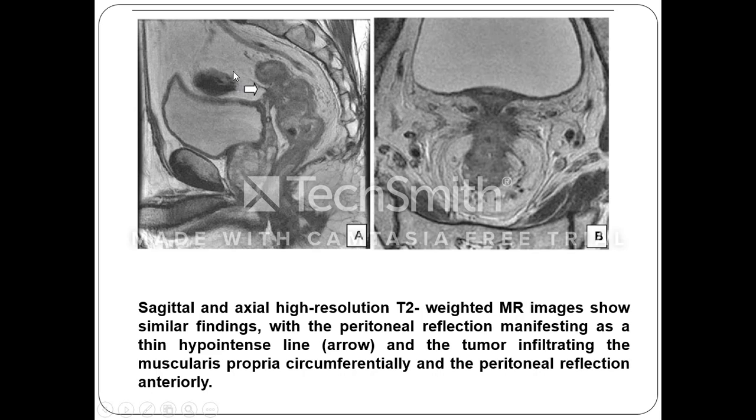In this case, we see this thin T2 hypointense line, which is the peritoneal reflection. The primary tumor appears tethered to the peritoneal reflection, causing its involvement, further confirmed on these axial images. Therefore, it is a T4 tumor involving the peritoneal lining.